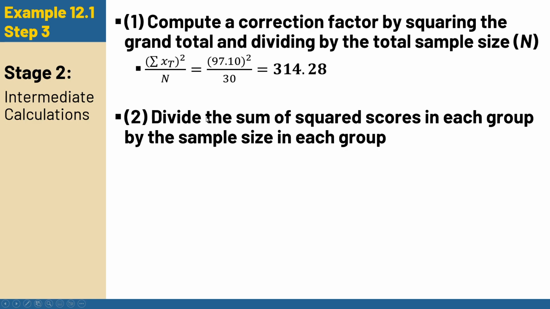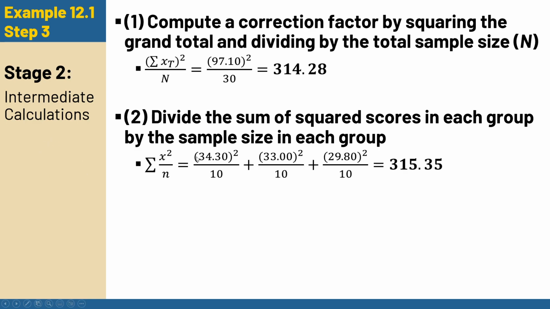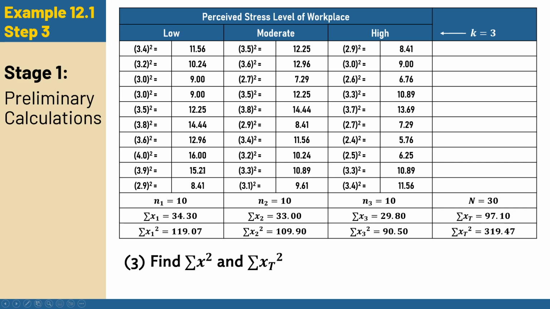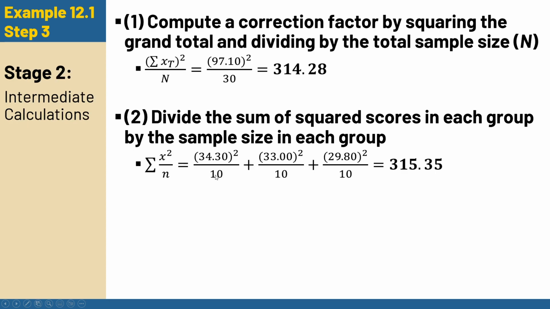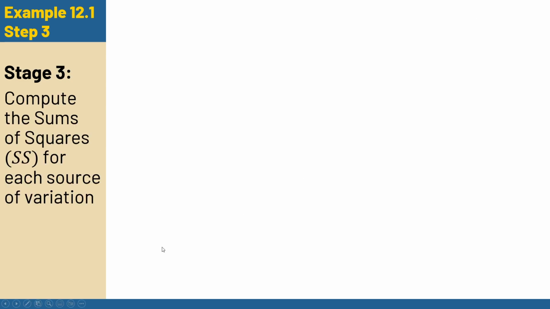So step 2 here, divide the sum of squared scores in each group by the sample size of each group. So you can see that here. And again, note that here we're taking these values here, right? Pay close attention. Actually, I'm going to stop repeating myself because I think I'm just going to confuse you by trying to put words to it. So yeah, just pay close attention to the slides. Then we'll restate the sum of squared scores.